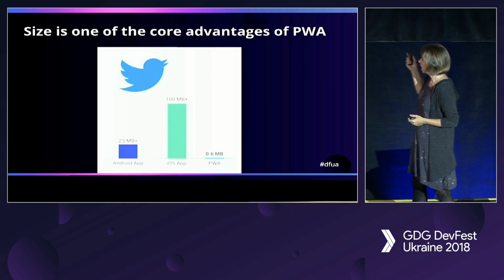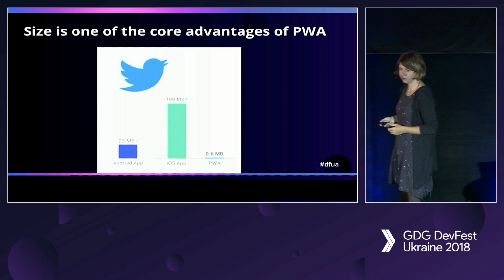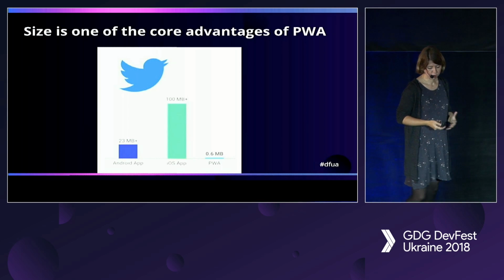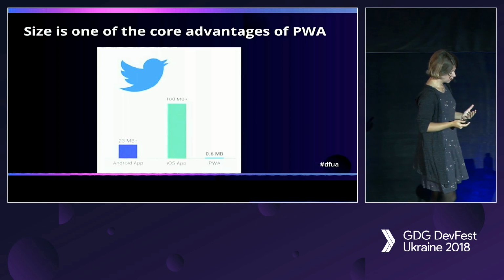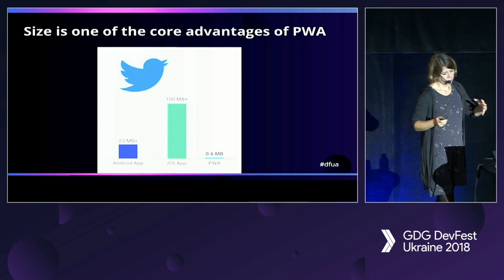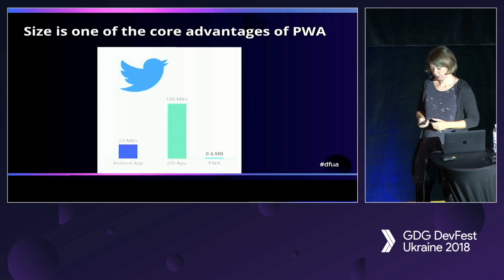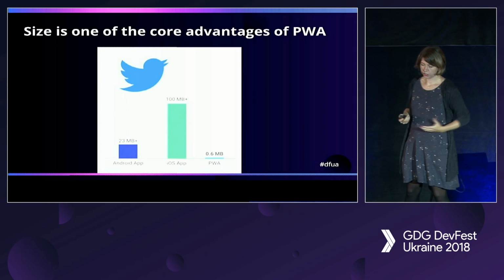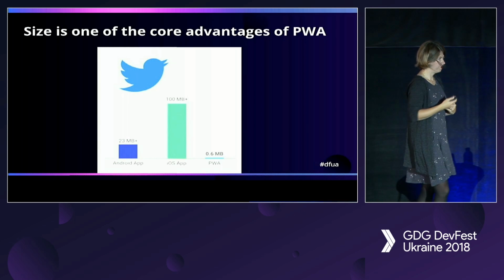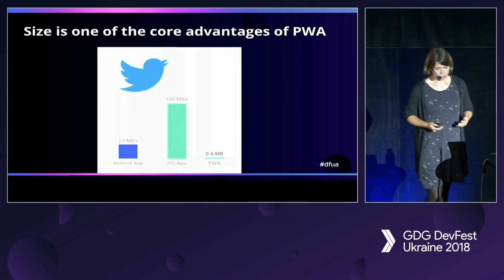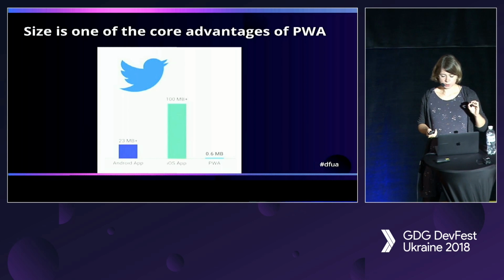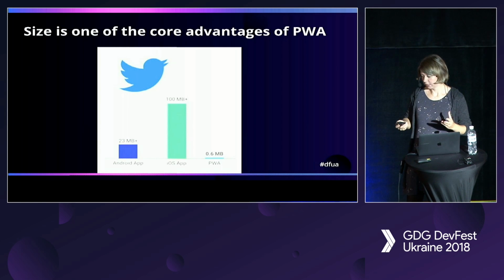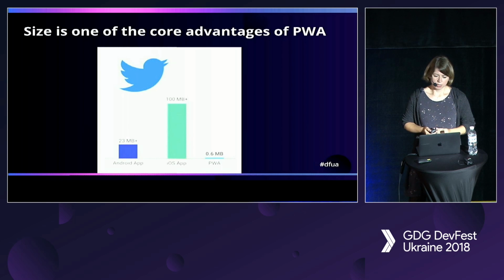Well, you saw this slide. I think Sam showed it to you in the morning today. Size is one of the core advantages of progressive web apps. We're able to make the progressive web app really small by being selective about the resources we're pushing to the user, by prioritizing them and by structuring them in a way that their value ratio to the storage ratio is really high.